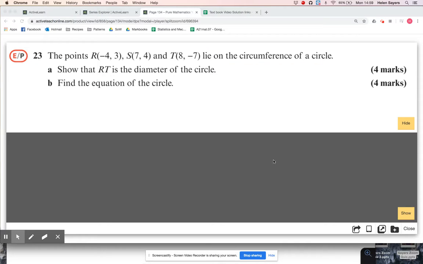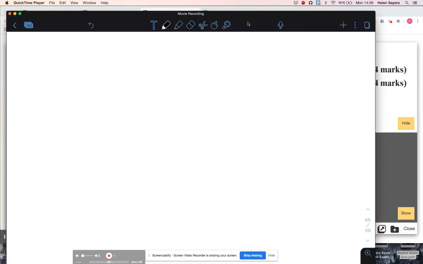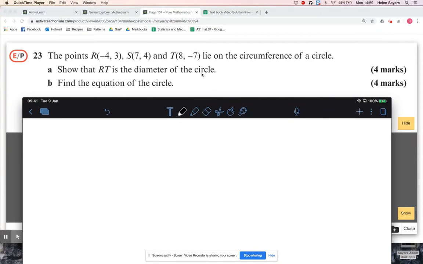Okay, we're looking at mixed exercise 6 from the first year core textbook. So we're on circles and we're on question 23. So we've got an exam question, but it's also problem solving, so it's going to be a little bit to think about. We are given 3 points and told they're on the circumference of a circle. And then we're asked to show that from R to T is a diameter.